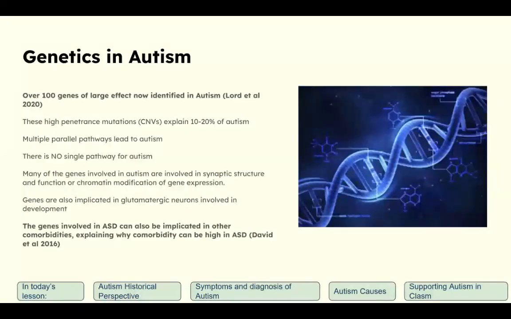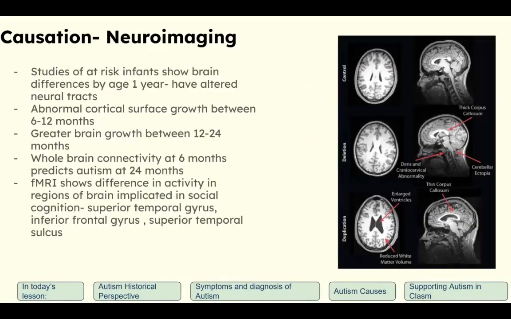The genes involved in autism can also be implicated in other comorbidities such as depression and ADHD, and this can explain in part why this can be higher in autism.